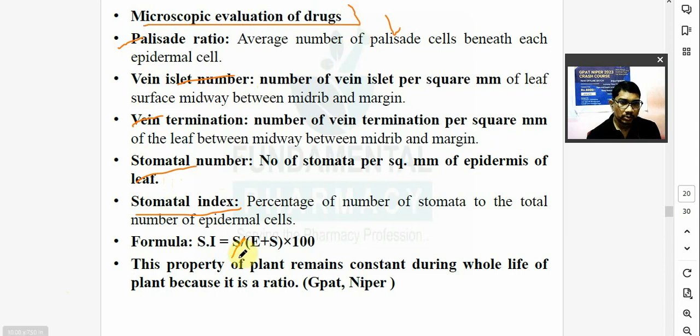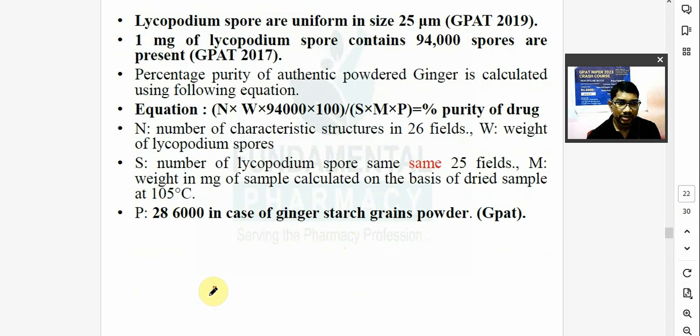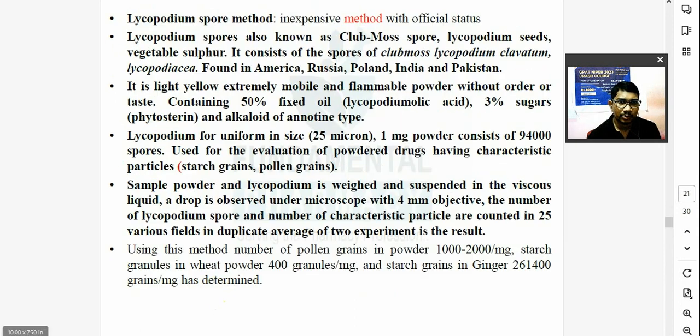Stomatal index is equal to S divided by E plus S into 100. What is S? Number of stomata per square mm. E is the number of epidermal cells per square mm. This property of a plant remains constant throughout the whole life of the plant, because it's a ratio. We have also seen the lycopodium spore method. So just remember the lycopodium spore method.